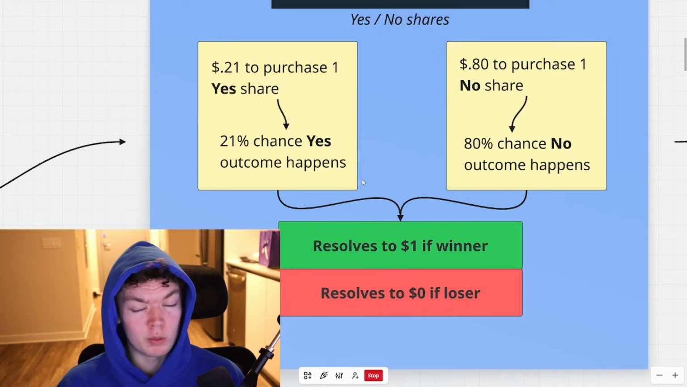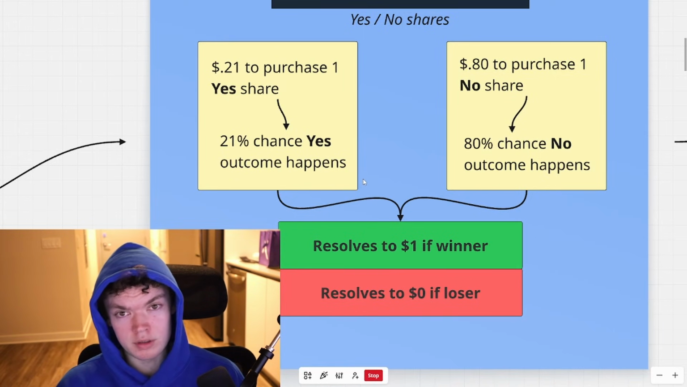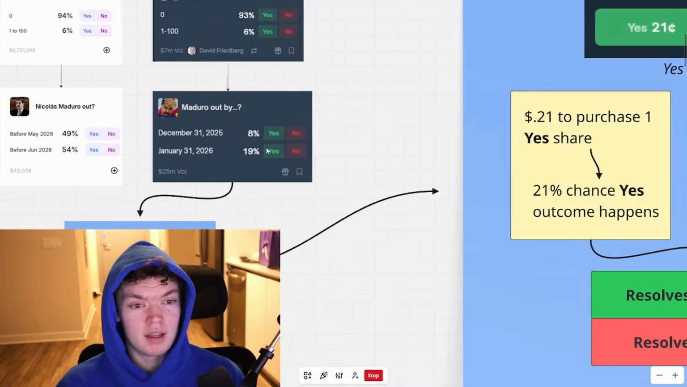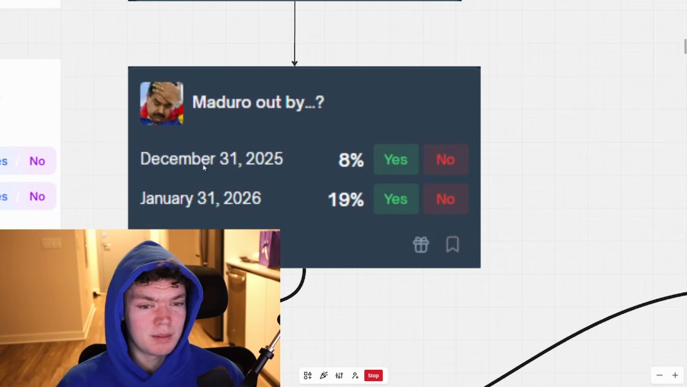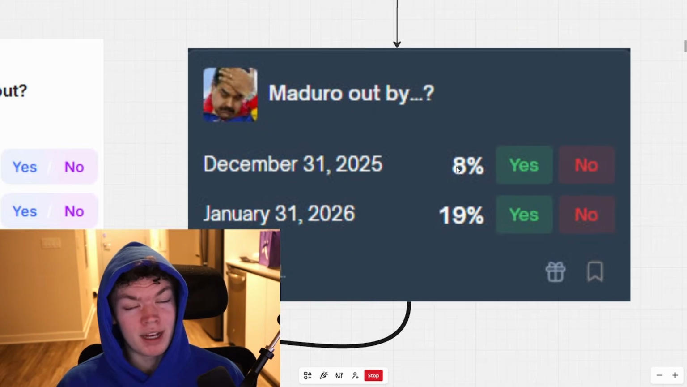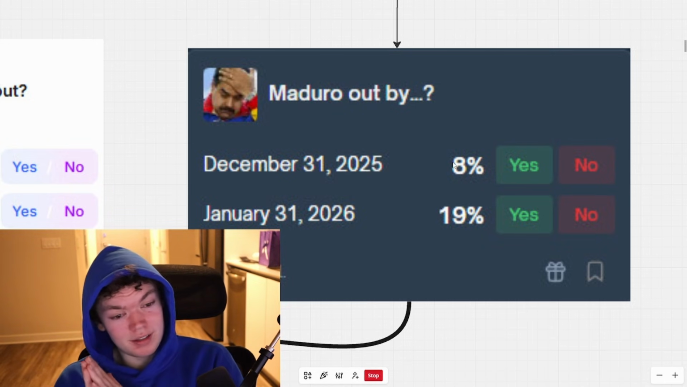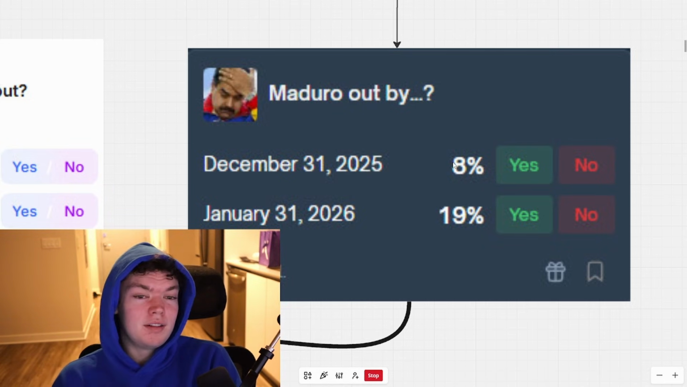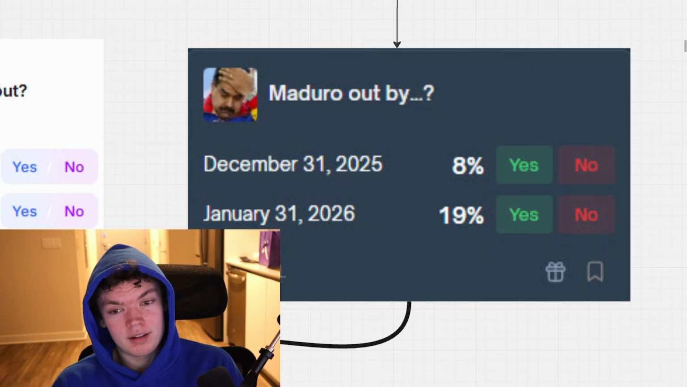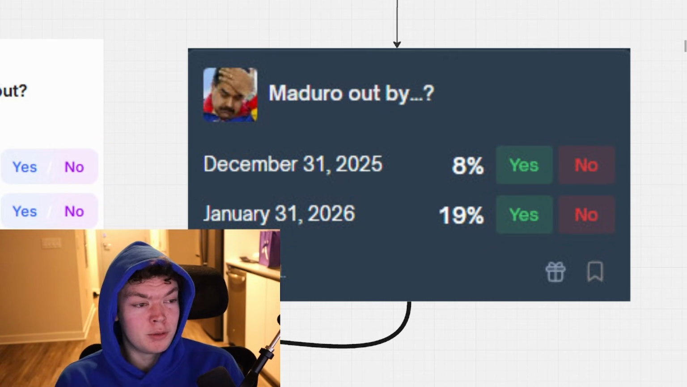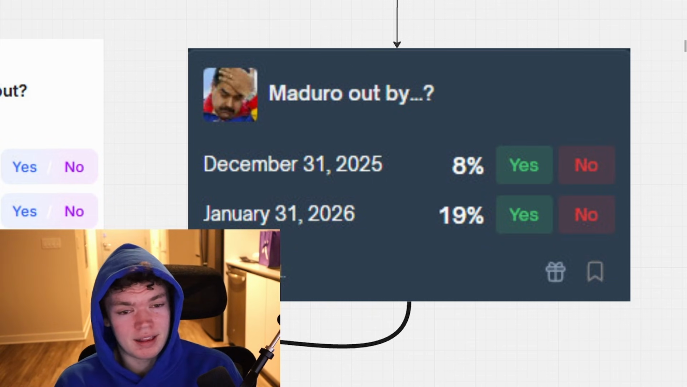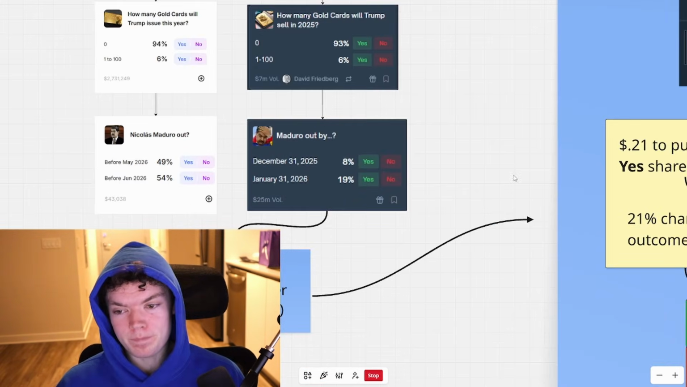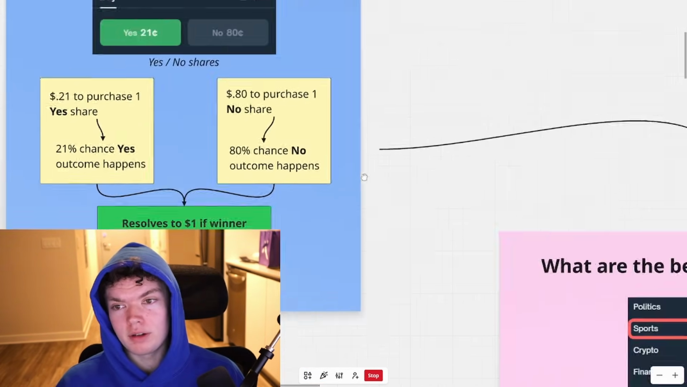And it resolves to $1 if it's the winner and resolves to nothing if it's the loser. So for example, in this example, Maduro out by December 31st. You could buy yes for 8 cents. And if you're right, if Maduro is out of Venezuela by the end of the year, that 8 cents per share goes to $1 per share. So you're going to make more than a 10x just like that. So that's how that works.